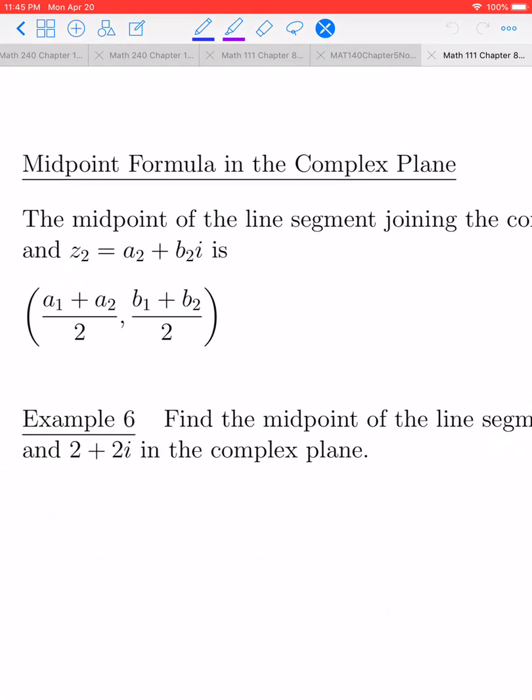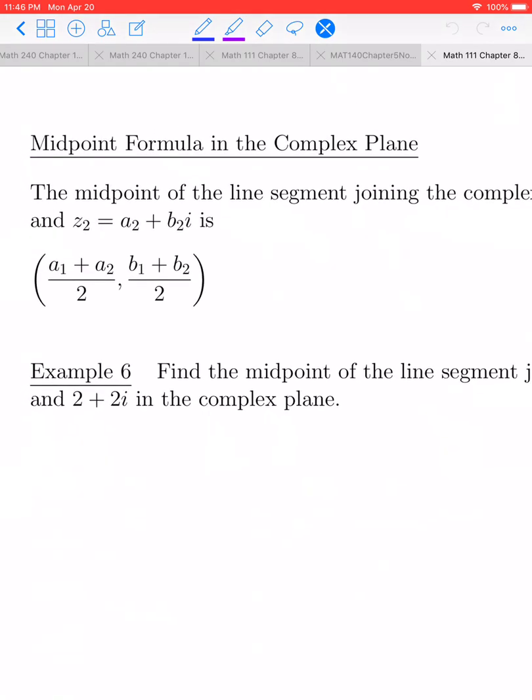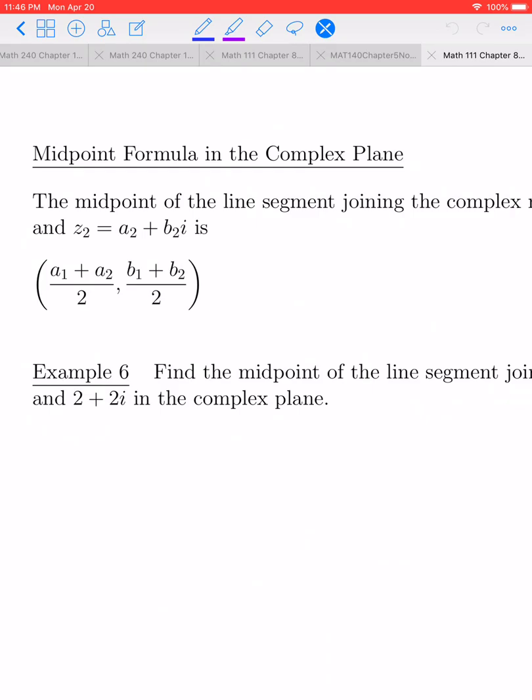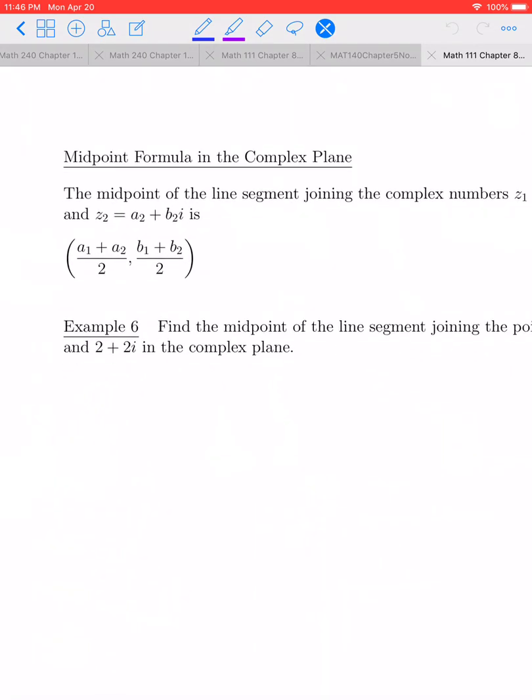There is one more thing we will cover in this section, and this is the midpoint formula in the complex plane. If you have two complex numbers and you join them via a line segment, the midpoint of that line segment would have coordinates a1 plus a2 divided by 2, which is the average of the real parts, comma, b1 plus b2 divided by 2, which would be the average of the imaginary parts.